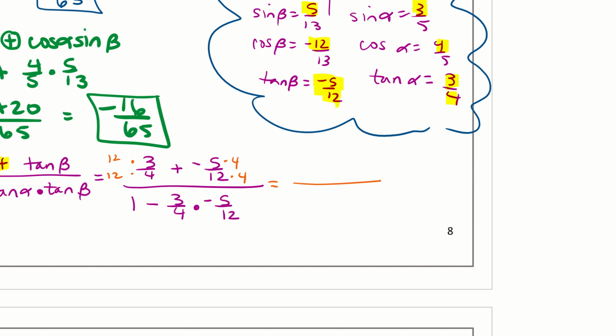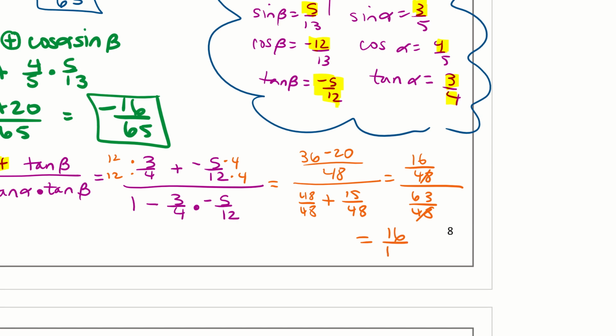You could have gotten a denominator of 12. I think this one actually simplifies nicely this way. So I end up with 36 over 48 minus 20 over 48, which ends up being 16 over 48. On the denominator, I have 1 plus 15 over 48. Well, if I get a common denominator with the 1, that's 48 over 48, which ends up equaling 63 over 48, and that reduces out, and I get 16 over 63.